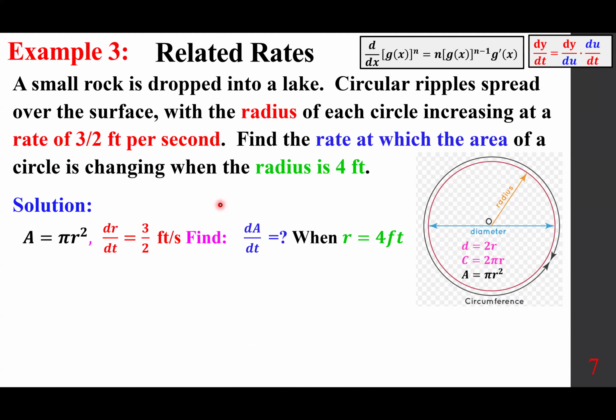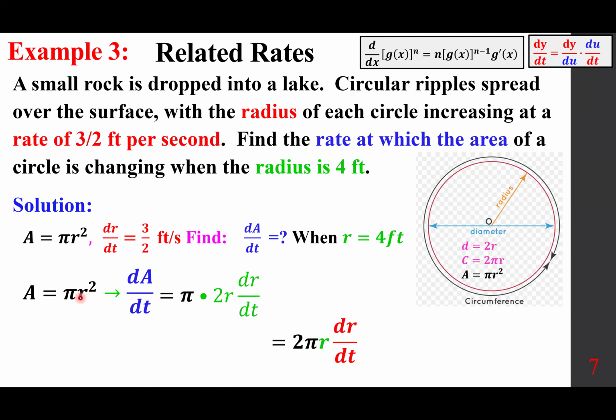So you want to differentiate pi r squared, or in other words, you want to find dA/dt, and you start with pi as a multiplier, as a coefficient, and you don't do anything to that. You work on r squared, you get 2r dr/dt, you rewrite it. Replace the r, replace the dr/dt.